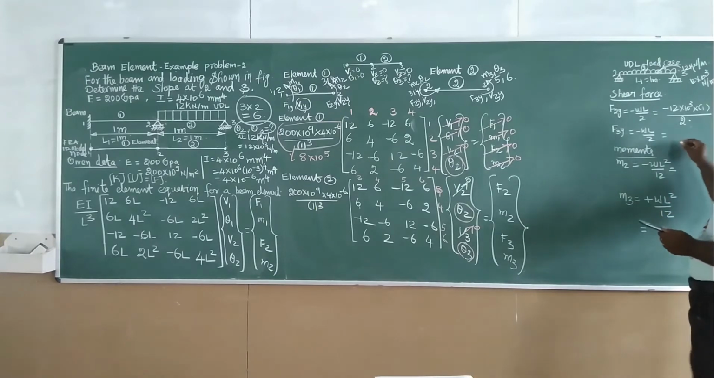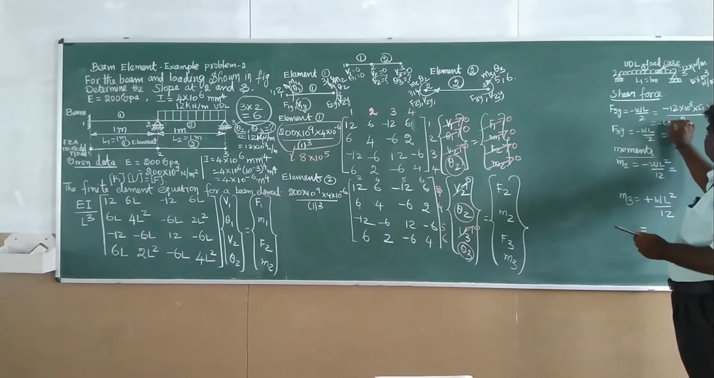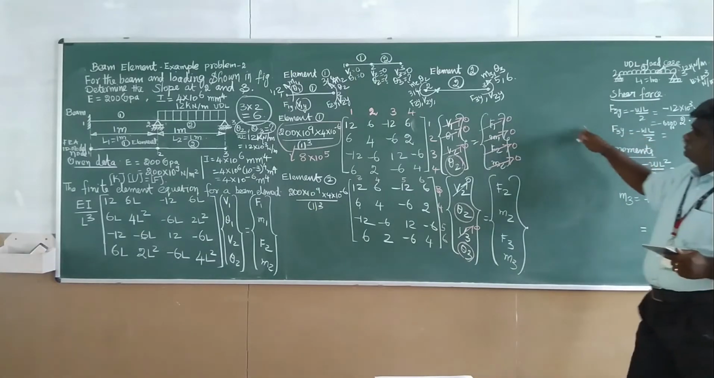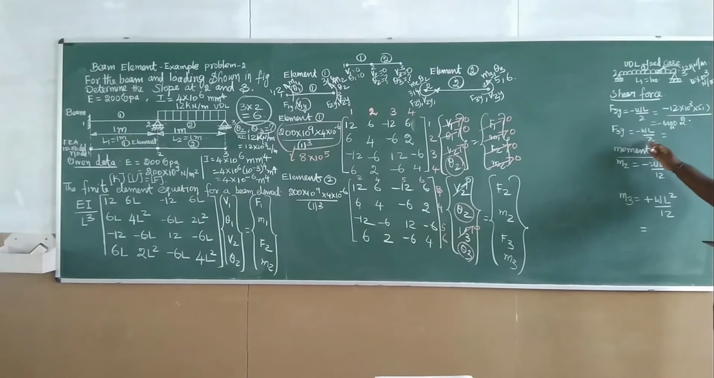So we are getting minus 6000 Newton. So at nodal point 3 also shear force, same formula, minus WL divided by 2. So minus 6000 Newton.